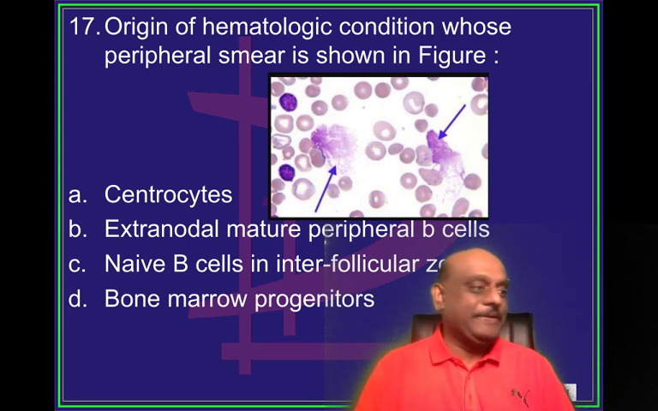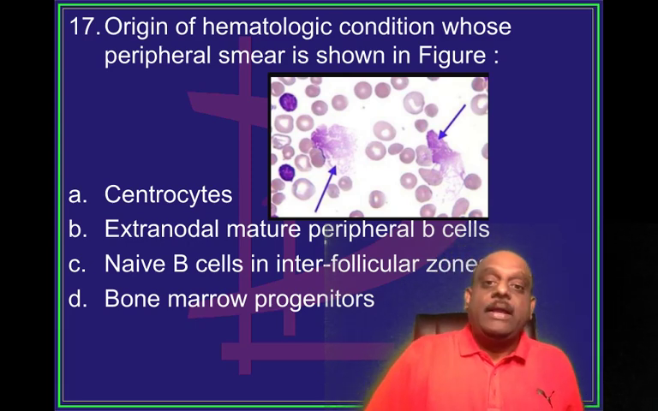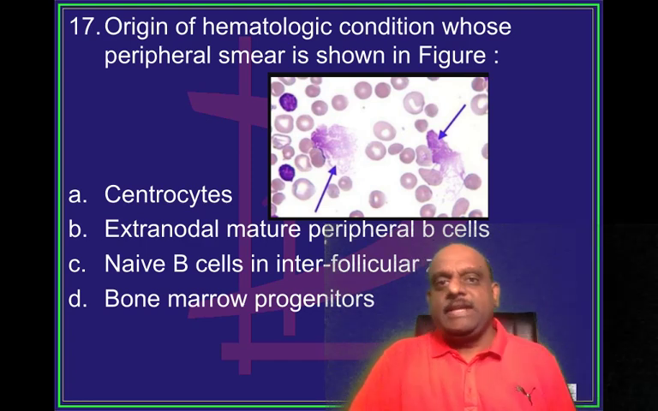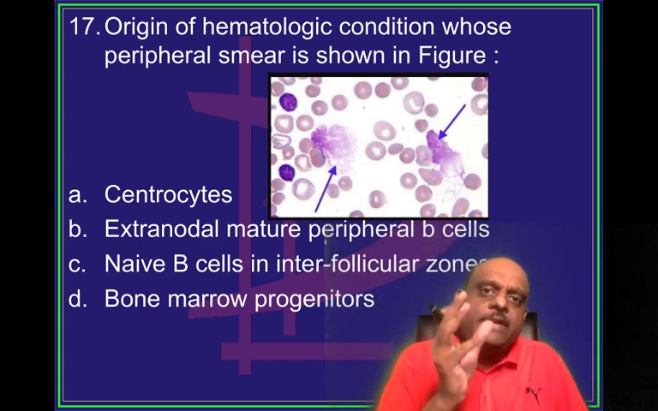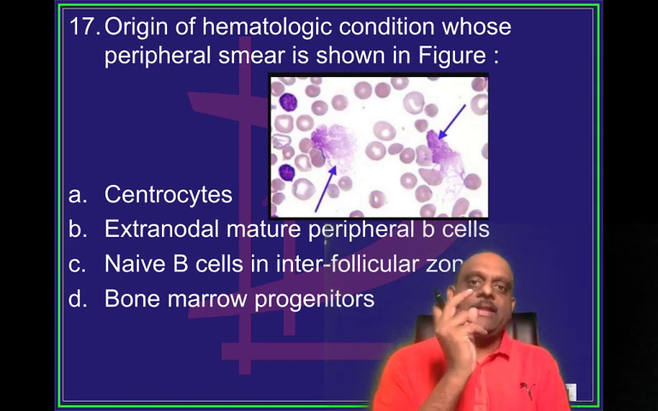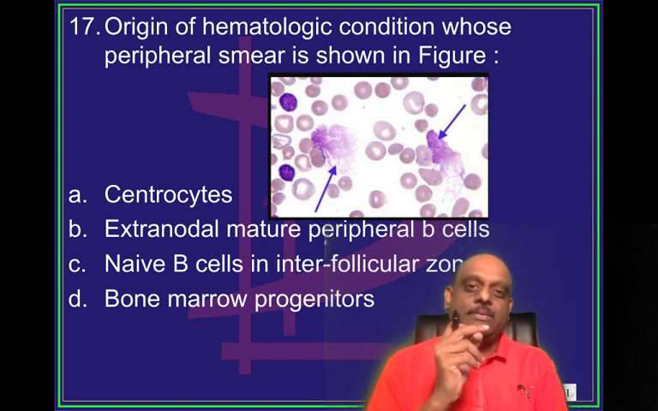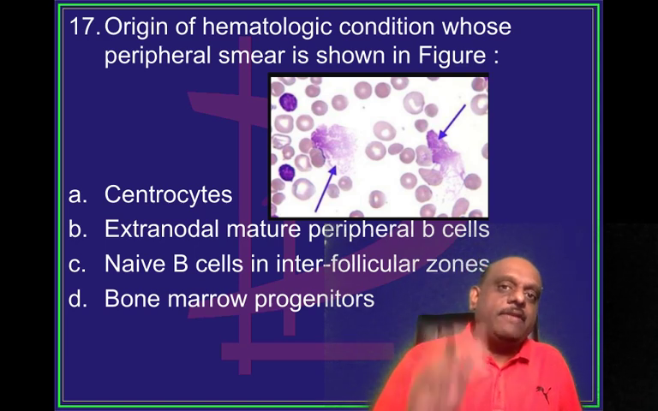Very good, doctor. Now, these are called smudge cells. Smudge cells are those fragile CLL lymphocytes. When you are preparing the smear, they become broken down. So it is typically a feature of CLL.